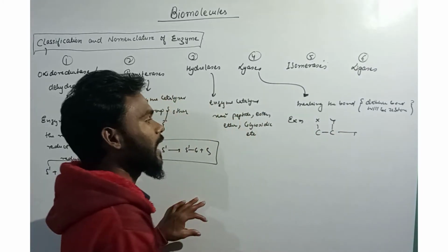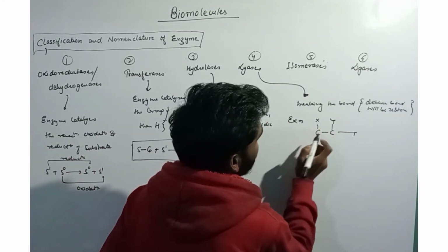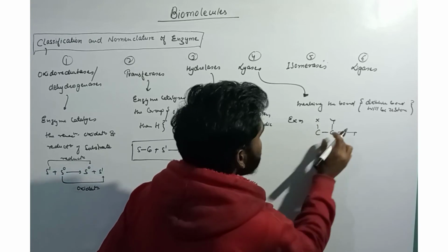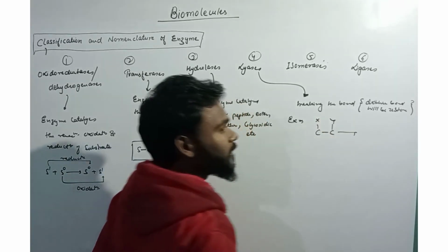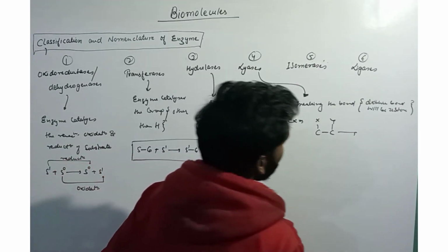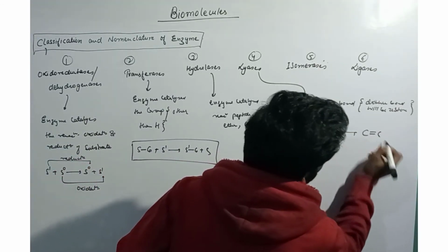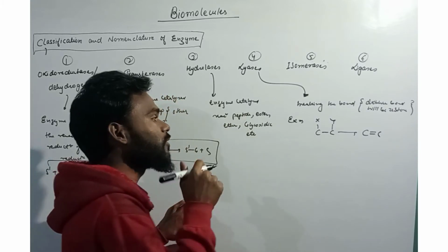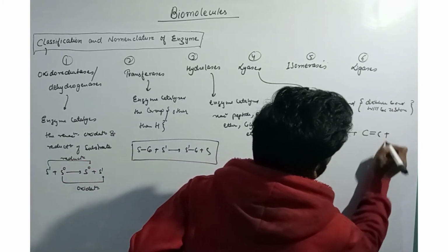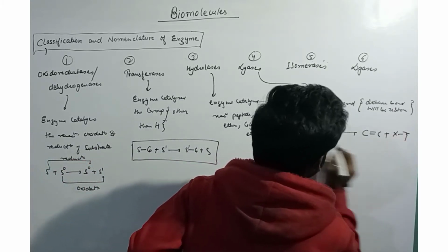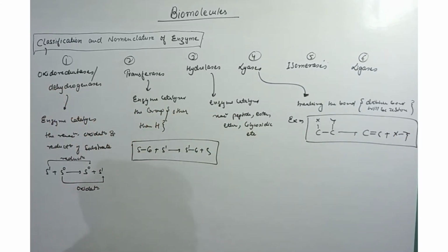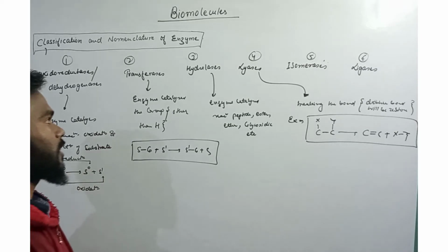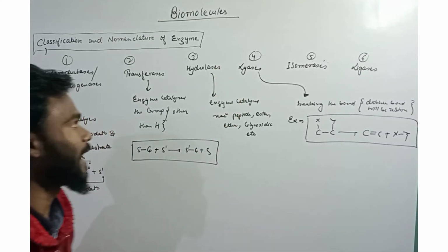Let's see here, carbon makes a double bond with X, and this carbon also makes a double bond. But when we are talking about X and Y, it makes a single bond. So the double bond will be restored, and it becomes X and Y. This type of reaction comes into the category of class ligase.